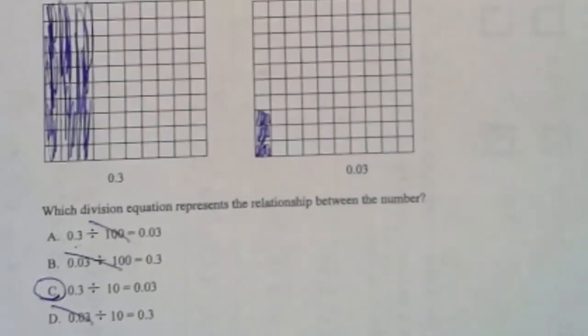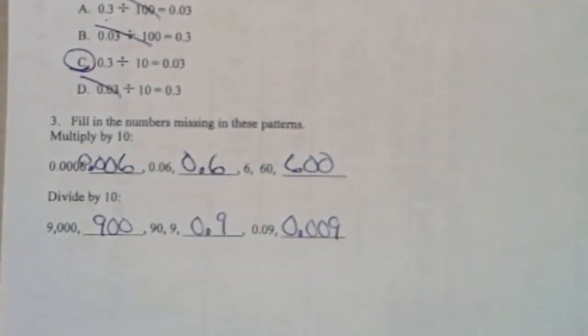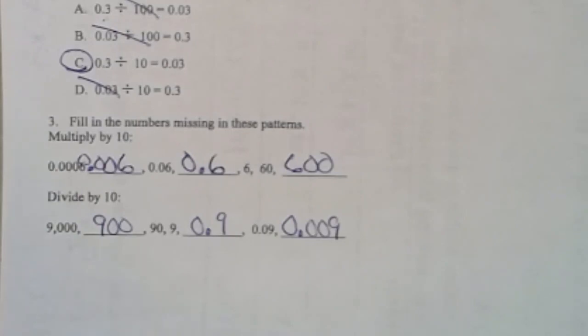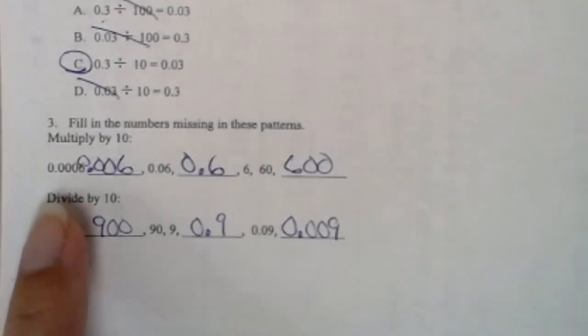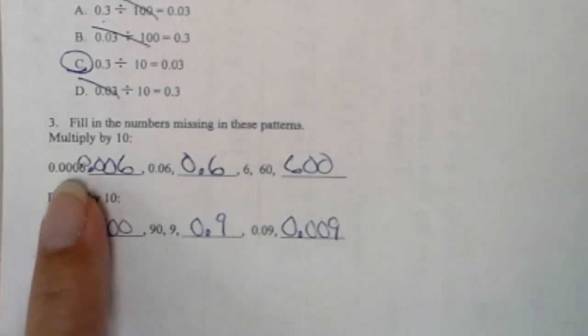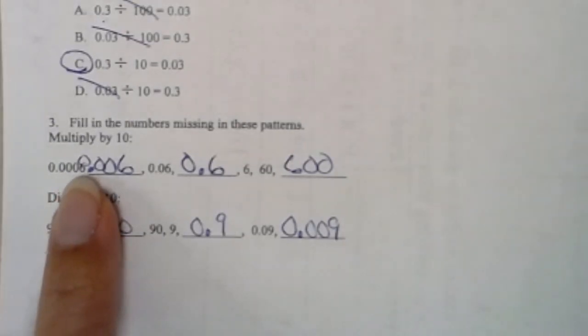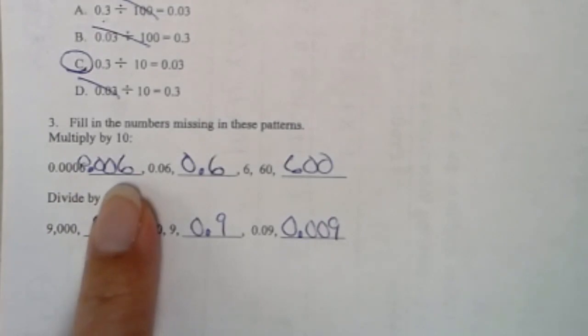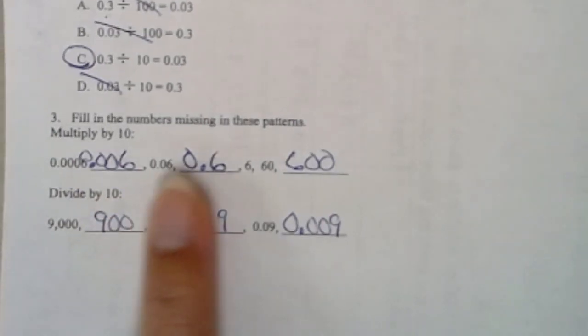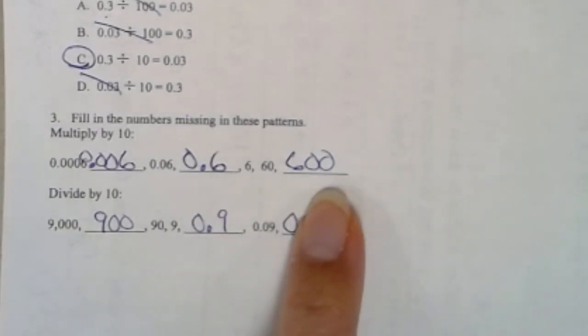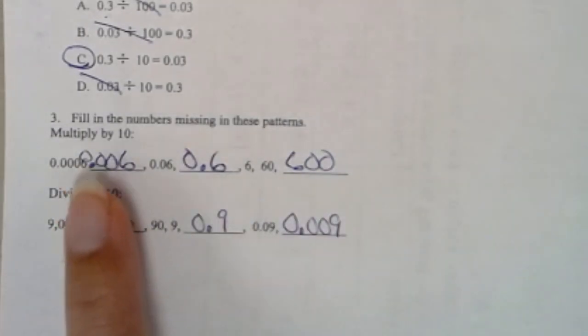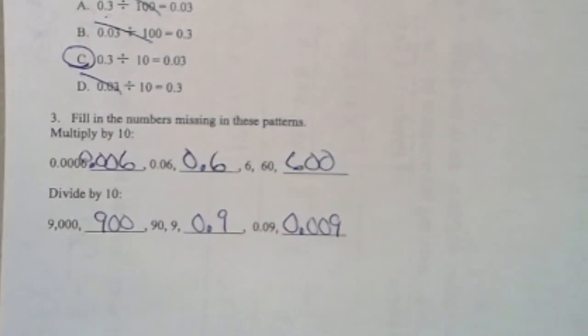The next two were patterns. The first pattern, it told you it wanted you to multiply by 10, which means you had to move the digits one place value to the left. So this was 6/10,000ths, 6/1,000ths, 6/100ths, 6/10ths, 6, 60, 600. Each time that digit 6 moved one place value to the left.